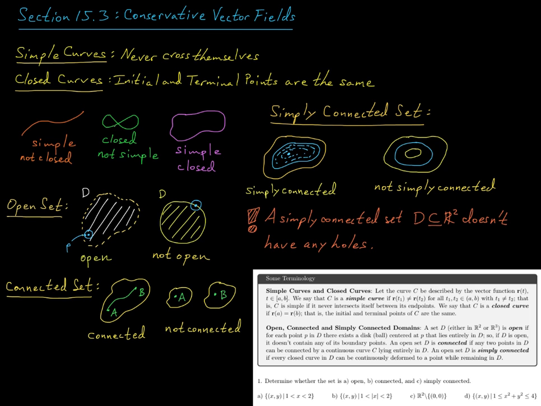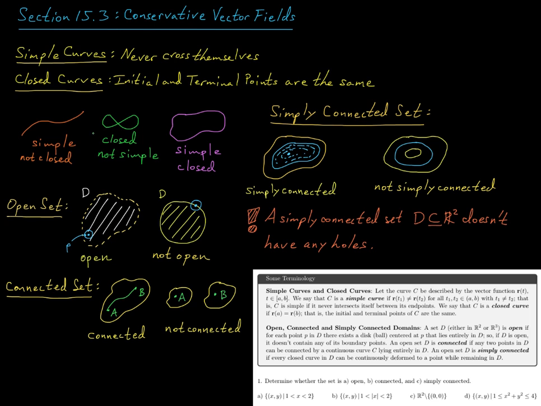Whereas this figure 8 curve, okay, it's not a simple curve because of this point right here where it crosses itself. But it is closed, because if I choose a point on the path, then I can parameterize the path in such a way that the initial and terminal points will coincide. And then this example here in purple is a curve that's both simple and closed. Simple because it doesn't cross itself, and closed because again I can choose any point on this path and parameterize the path in such a way that the initial and terminal points are the same.